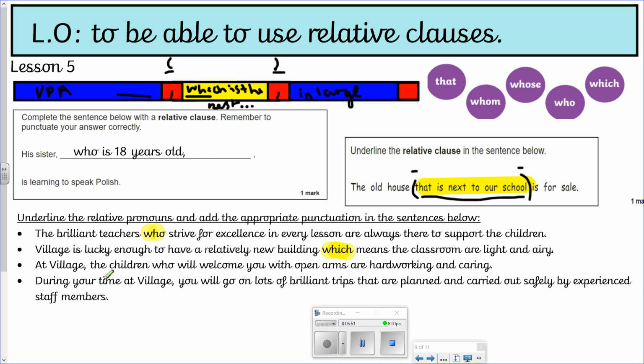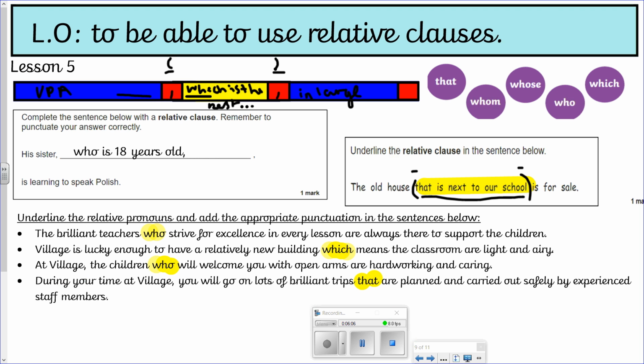At Village, the children who will welcome you with open arms are hardworking and caring. So who is my relative pronoun? During your time at Village, you will go on lots of brilliant trips that are planned and carried out safely by experienced staff members. That is my relative pronoun.